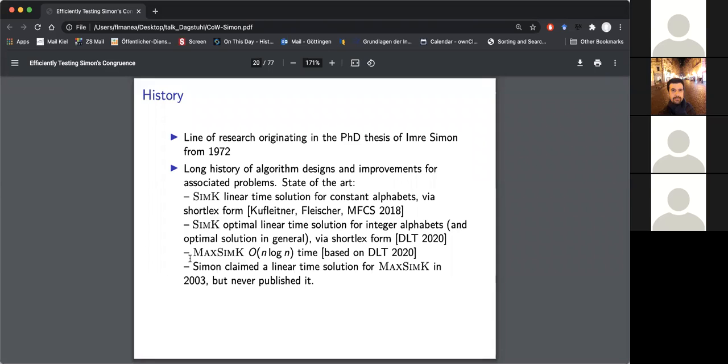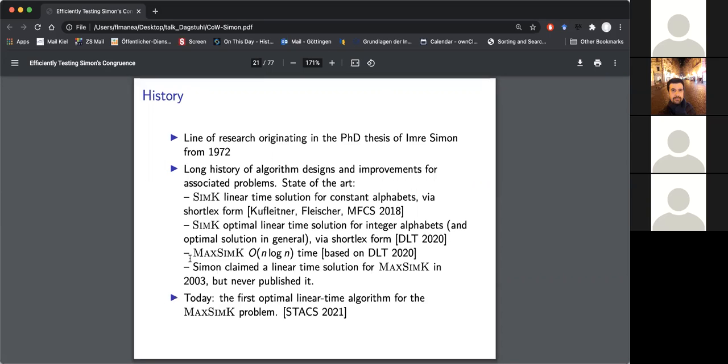So a natural question was, is max SimK actually linear time? Was Simon right or not? And today I will present you a confirmation of Simon's claim. So Simon was right, and this is not surprising, but now we also see a linear time algorithm for this problem. And now the main part of the talk starts, and I will present you the results that we have in this paper, which will also be presented by Maria Kosche and Tore in 2 or 3 weeks at STACS 2021.